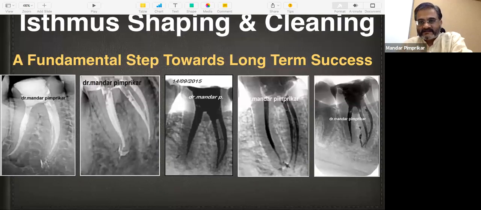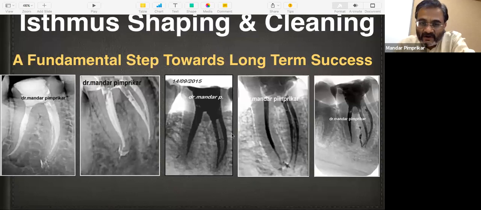Once you have done this, and you have already found the orifices, this is the time to incorporate one step into your day-to-day practice: isthmus shaping and cleaning. Now, if you can notice here, this is a complete isthmus. This is an interconnection isthmus. This is an isthmus in the middle third. And this is also an isthmus extending till the apical third.